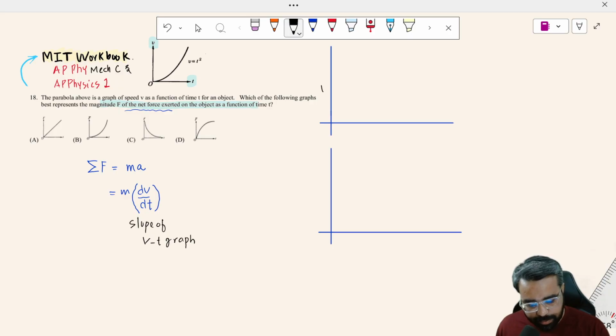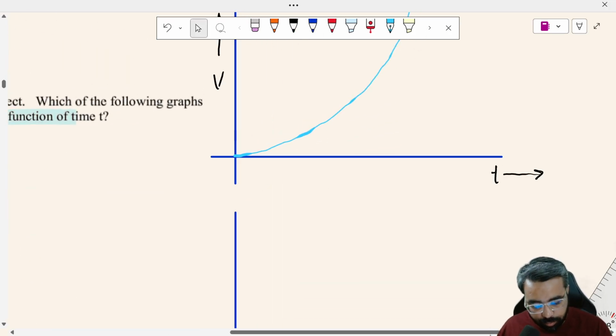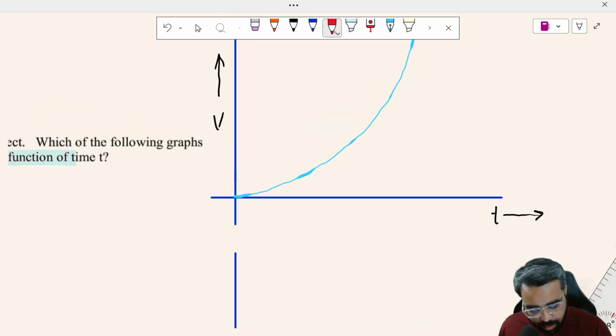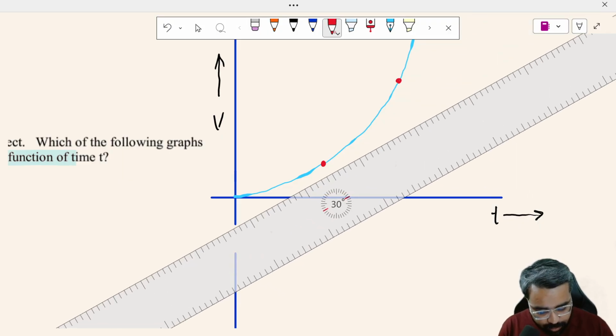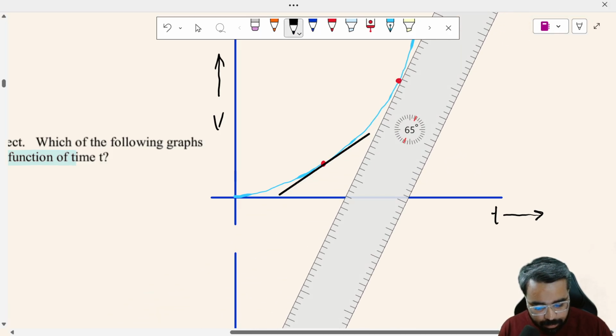This is the velocity-time graph, which is a parabolic graph, and this is the shape of the graph, right? Now if I take a few points on this graph, how do we find the slope of a curved graph? Let's say at this point, and let's take just 2 points. If we draw the tangent line at these 2 points, you can see that the tangent line is becoming steeper as we go further along the time axis.